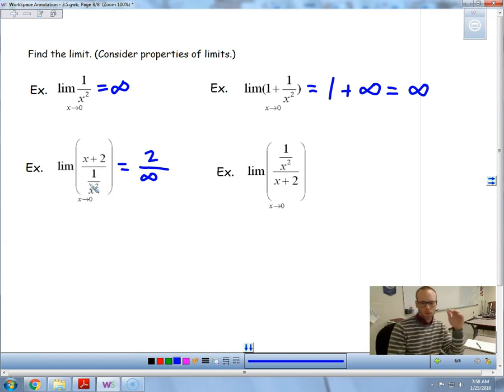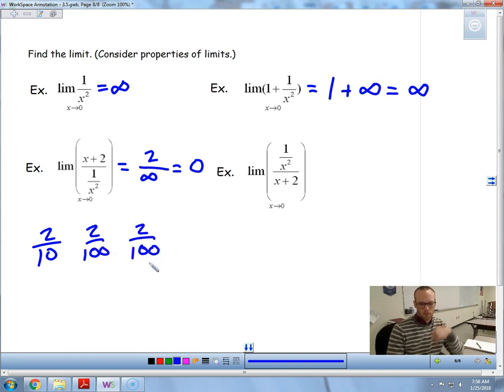The top is approaching just a finite number, 2, but the bottom is getting bigger and bigger and bigger. What happens to a fraction as the denominator gets bigger and bigger? That fraction is going towards 0. 2 over 10, 2 over 100, 2 over 1,000. Isn't this fraction getting smaller? Isn't that fraction approaching 0?